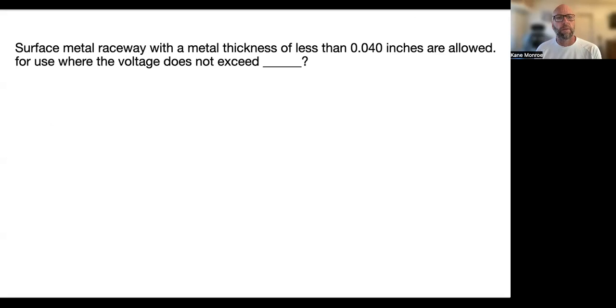Surface metal raceways with a metal thickness of less than 0.04 inches are allowed for use where the voltage does not exceed 300 volts. That's NEC 386.12(2). So this is a good one on the journeyman's test that we have no idea what they're asking, and we are totally baffled when we see it.